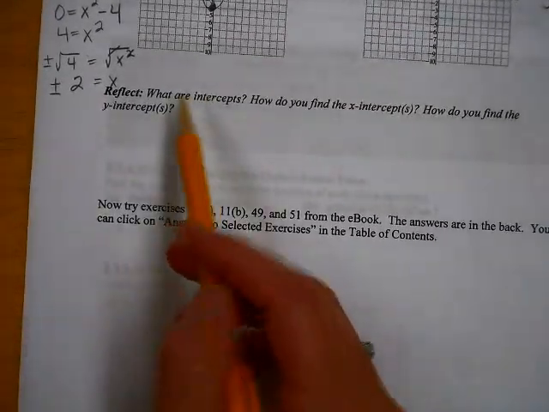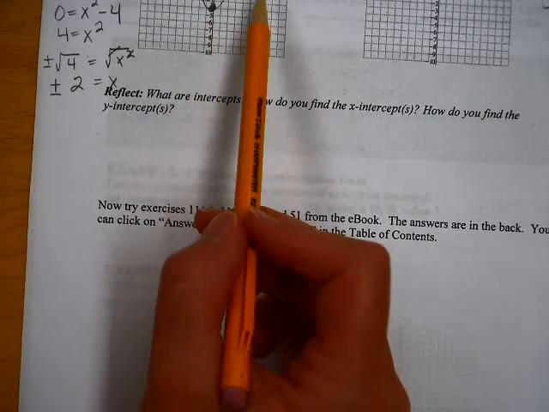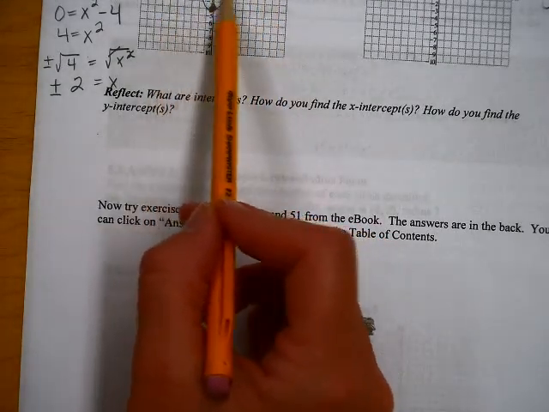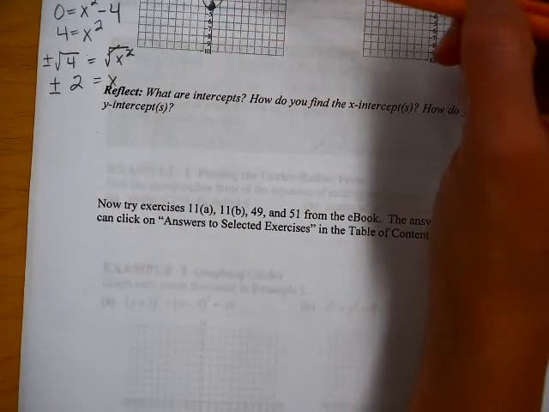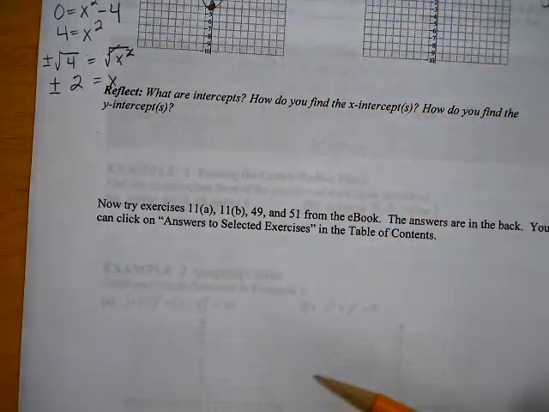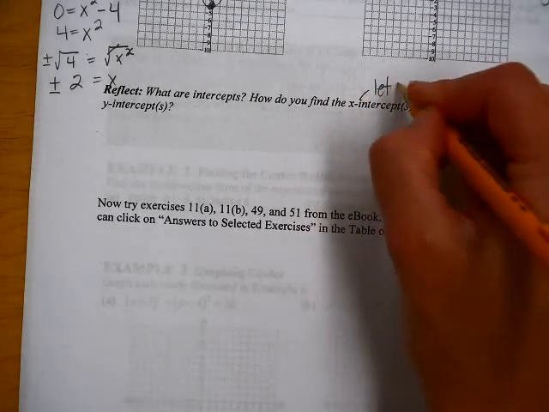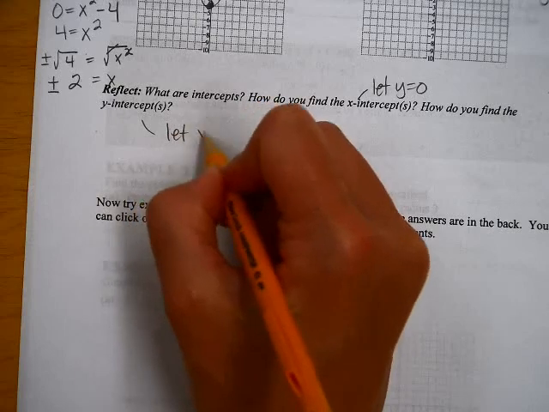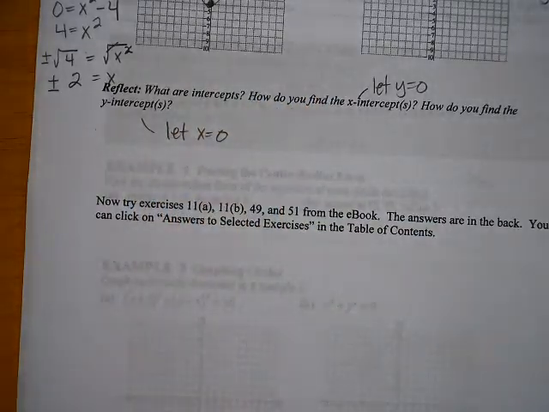Okay, what are intercepts? Well, we've already talked about that. An x-intercept is where it crosses the x-axis. A y-intercept is where it crosses the y-axis. How do you find the x-intercept? You let y equal 0. How do you find the y-intercept? You let x equal 0.